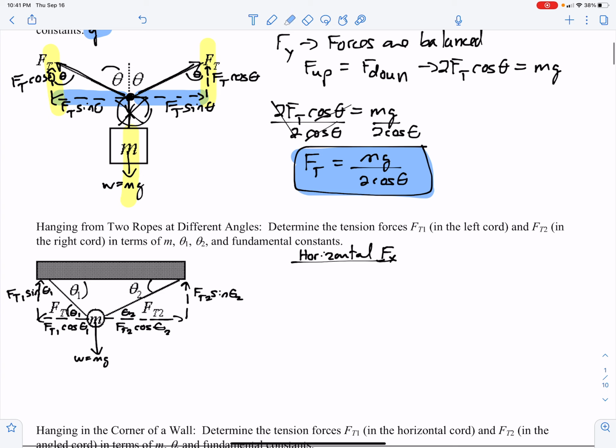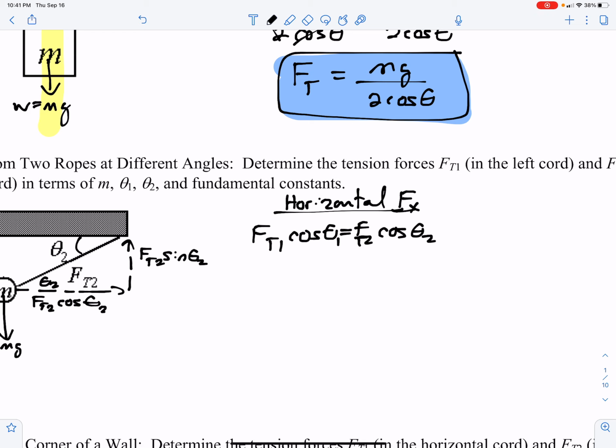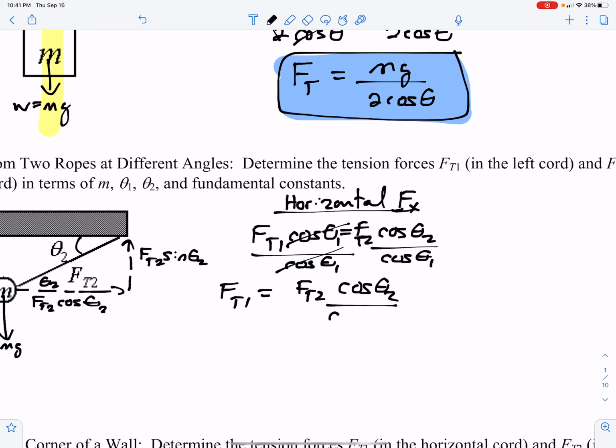So now the forces in the x direction would tell us that this force equals that one. So we have F sub T1 cosine theta 1 equals F sub T2 cosine of theta 2. Now you need to pick a variable to solve for, tension 1 or tension 2. It doesn't matter. I'm going to go ahead and pick tension 1, which means I'm going to divide by cosine of theta 1. And force tension 1 is equal to force tension 2 times this ratio of cosine of theta 2 over cosine of theta 1.